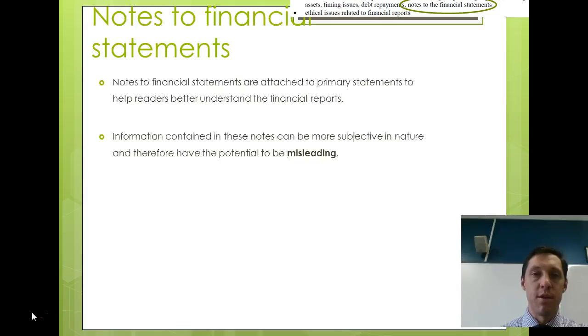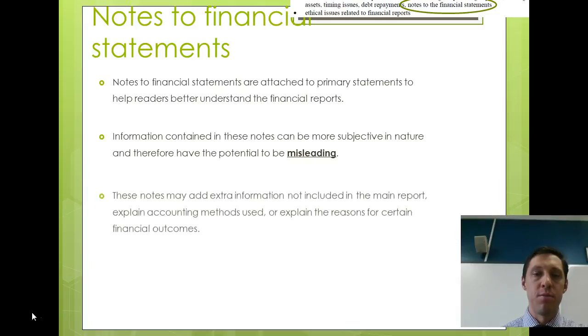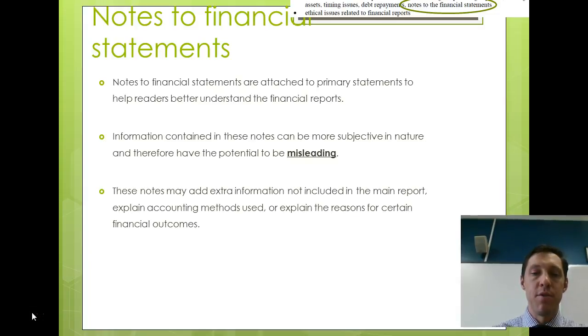Information in those particular notes can be quite subjective, and therefore they could be misleading and limit the usefulness of the report. The notes may add extra information not included in the main report, and often that's what they do, which explains, for example, the accounting method used or the reasons for certain financial outcomes. One of the original limitations of financial reports was that notion of normalised earnings, and that is something that would appear in one of the notes to the financial statements, the normalising of, for example, a property sale. And that's information which, if not looked at, could definitely lead to some misleading information.